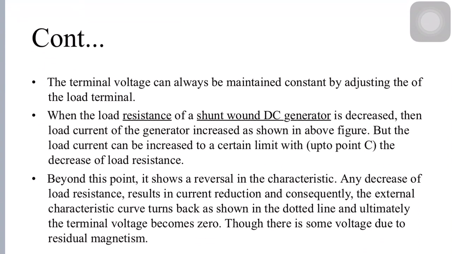And after this point, that is after point C, what happens? Beyond this point, it shows a reversal in the characteristics, and any decrease of load resistance results in current reduction, and thereby the external characteristics curve turns back, as shown in the figure by the dotted line, so that the terminal voltage becomes 0, even though there is some voltage due to residual magnetism.